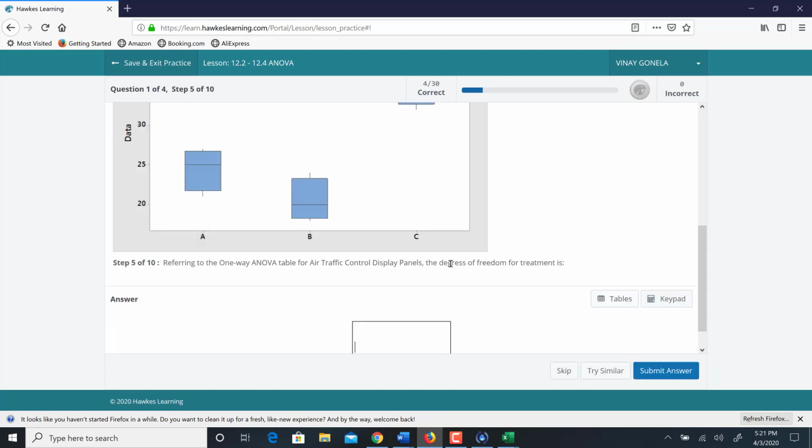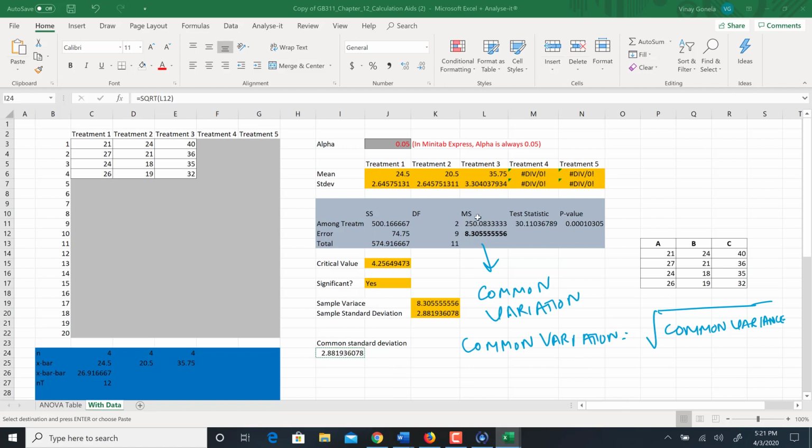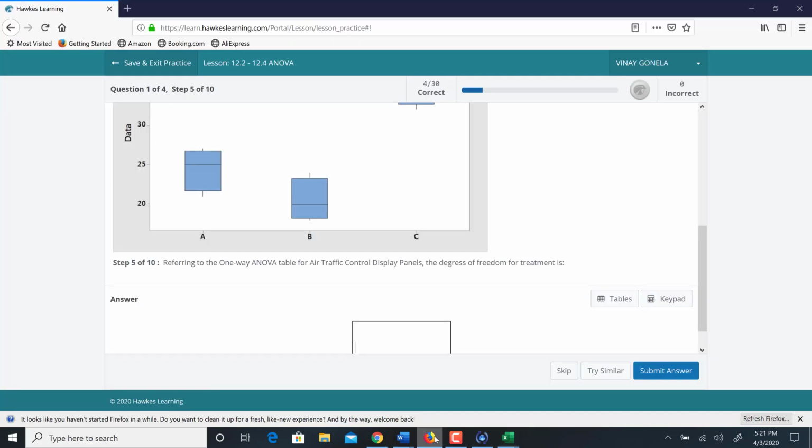And then they are asking you to give the degrees of freedom for treatment. If you go here, among treatment, the degrees of freedom is this value. I will highlight that cell in some other color, maybe yellow. The degree of freedom for treatment is 2, so I will type in 2.